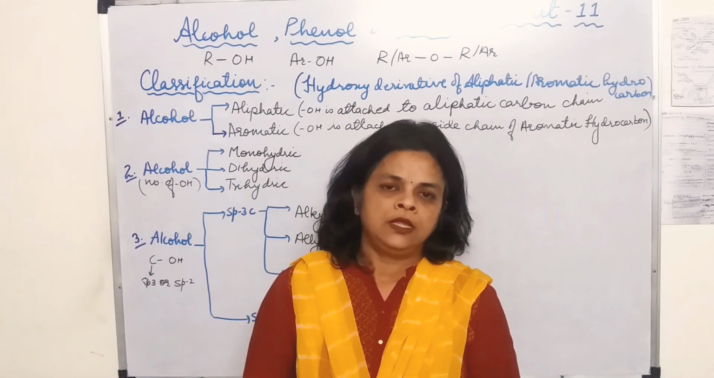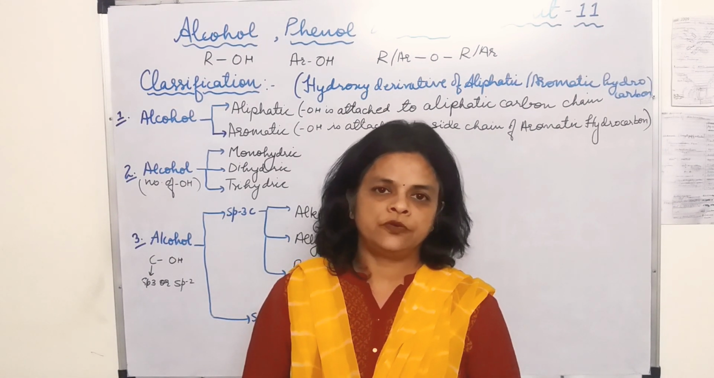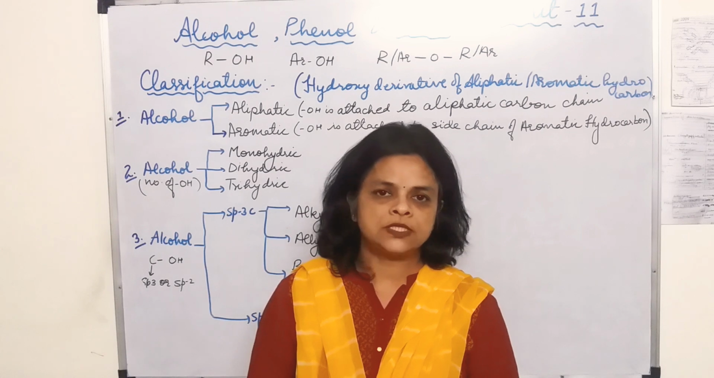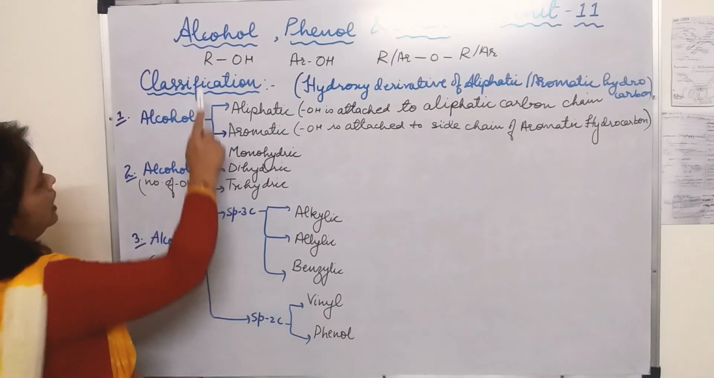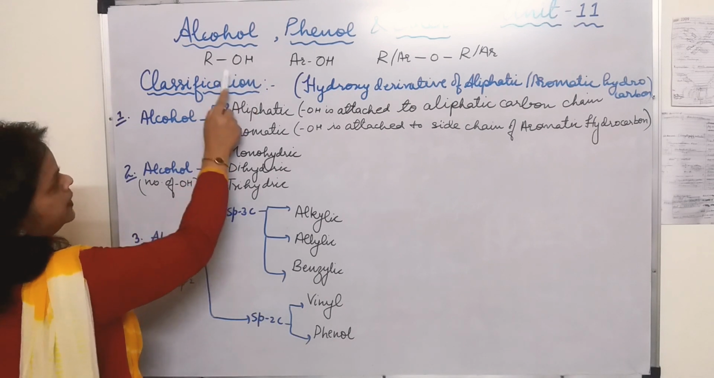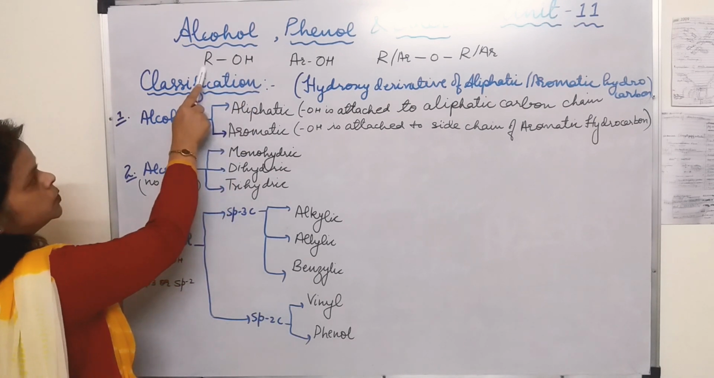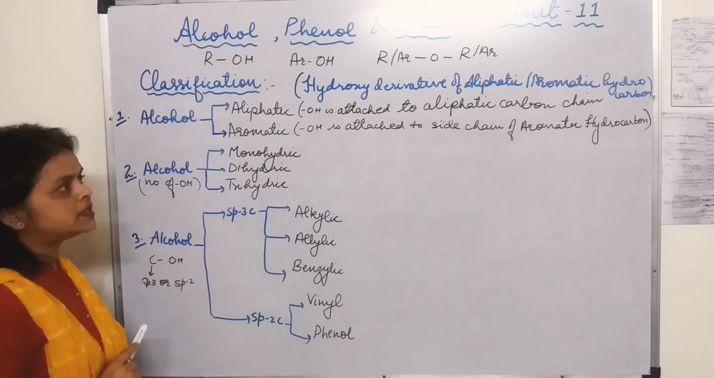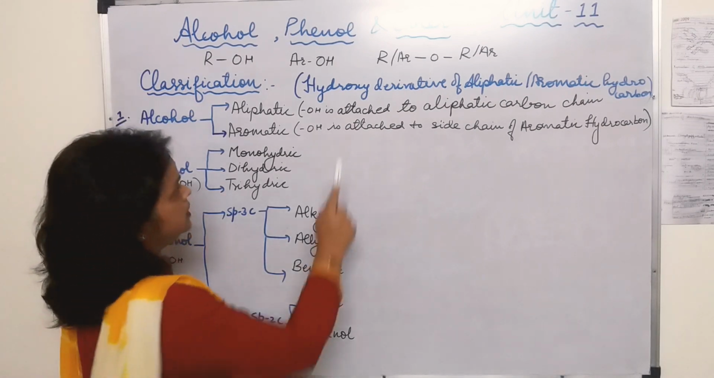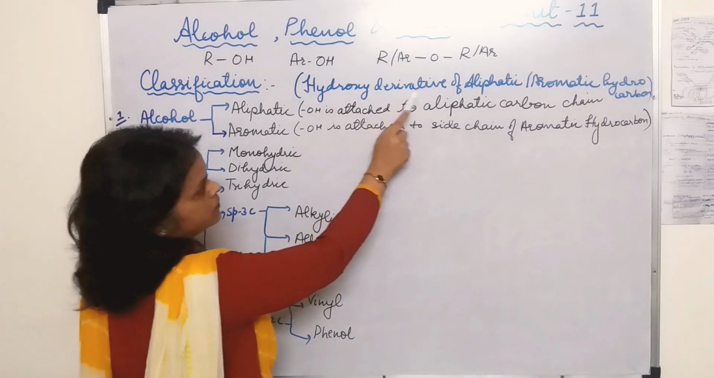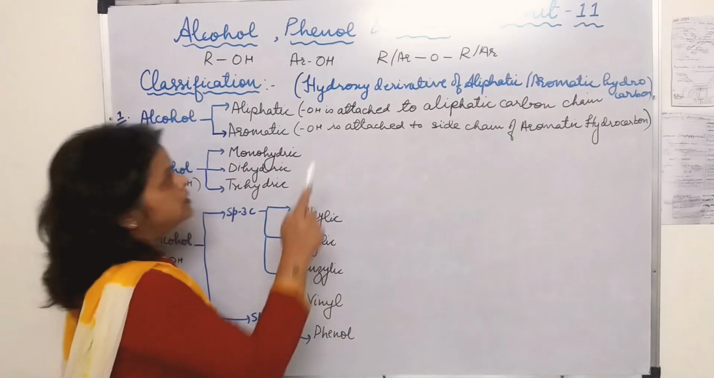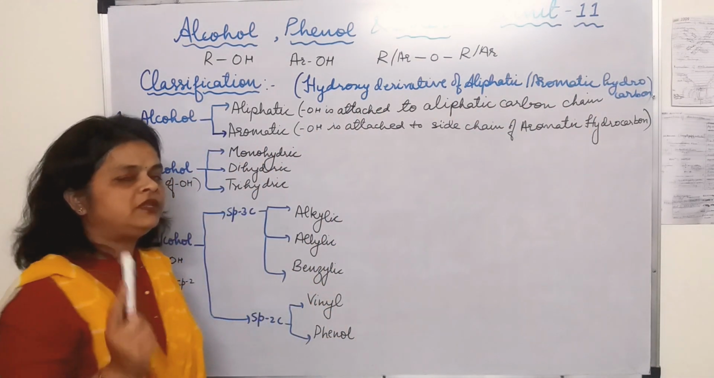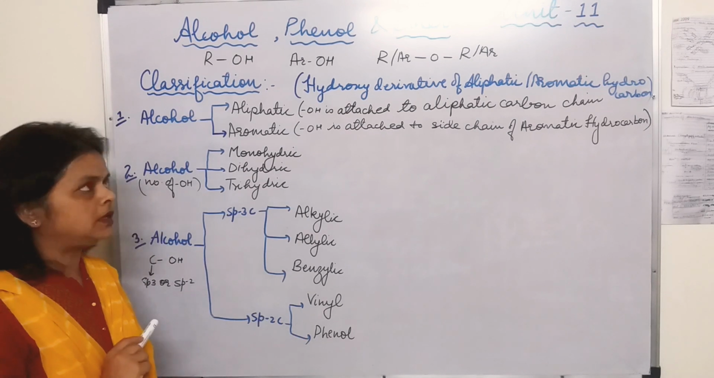Hello students, let's begin with our next unit of organic chemistry: alcohols, phenols and ethers. What are alcohols? ROH. When a hydroxyl group is attached to an alkyl group, that is called an alcohol. So how can we define it? A hydroxy derivative of aliphatic hydrocarbon. That means the hydroxy derivative of aliphatic hydrocarbon will be termed as alcohol.